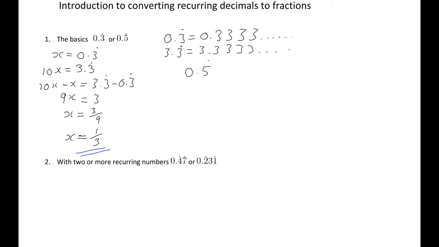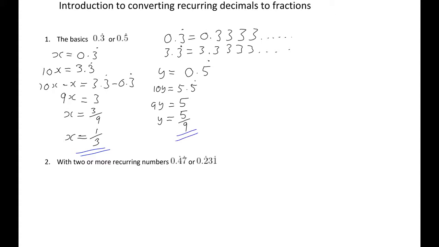0.5 recurring. Well, I'm going to say y equals at this time. This is just a variable. I'm just not using x so I don't confuse you. So 10y is 5.5 recurring. So 9y, 10y minus y equals 5. 5.5 recurring minus 0.5 recurring is 5. Divide by 9, y equals 5/9.